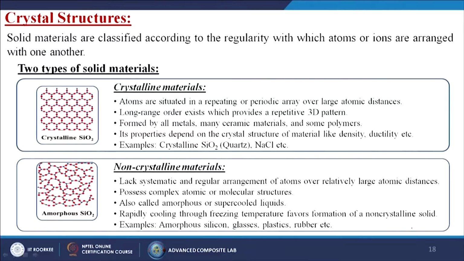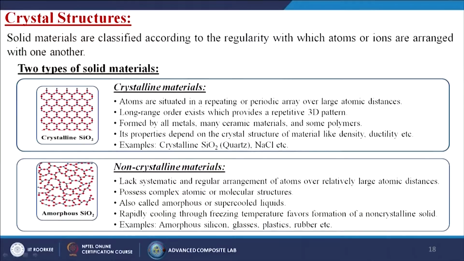Now we are going to discuss the crystal structure. Solid materials are classified according to the regularity with which atoms or ions are arranged with one another. There are generally two types of solid materials: crystalline materials and non-crystalline materials. So what are crystalline materials? Atoms are situated in a repeating or periodic array over large atomic distances. Long range order exists, which provides a repetitive 3D pattern.